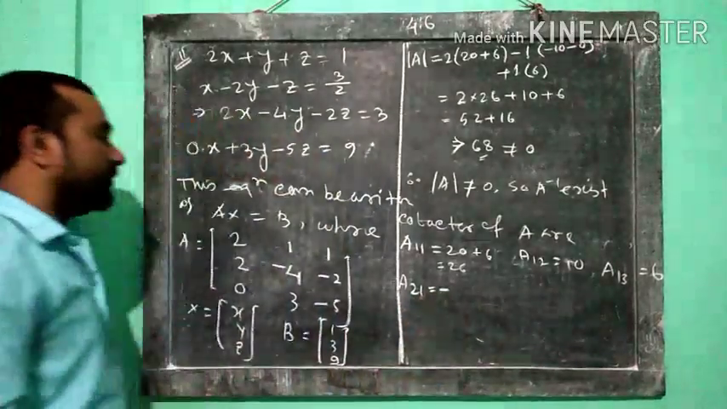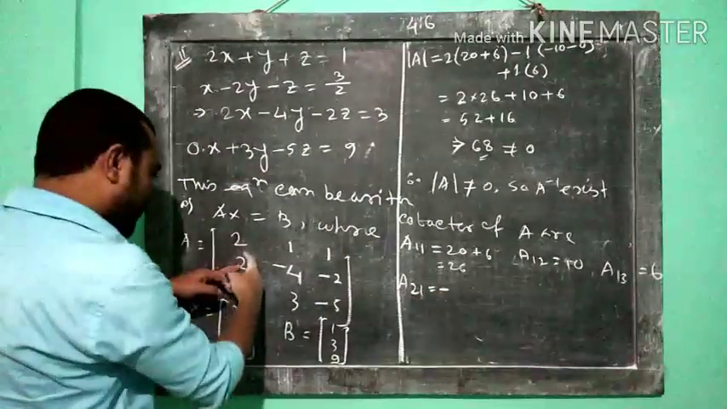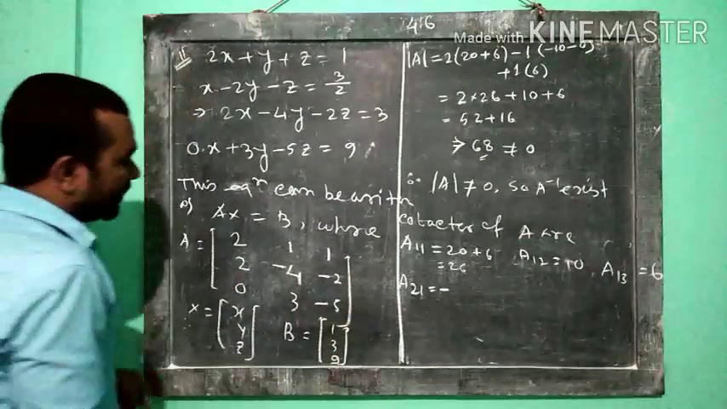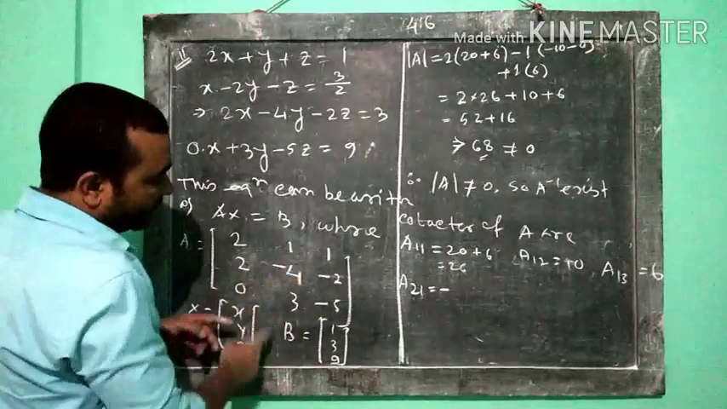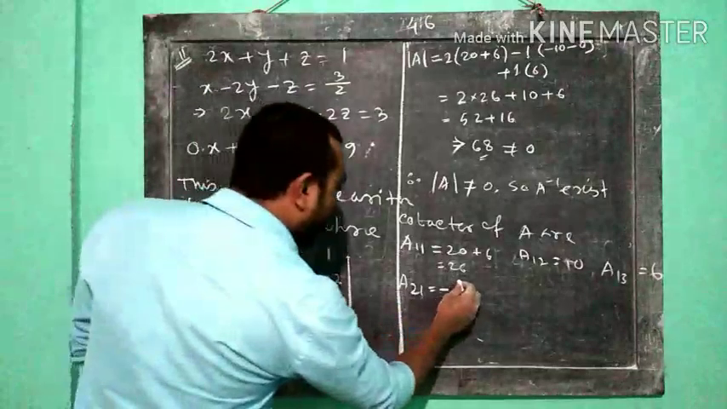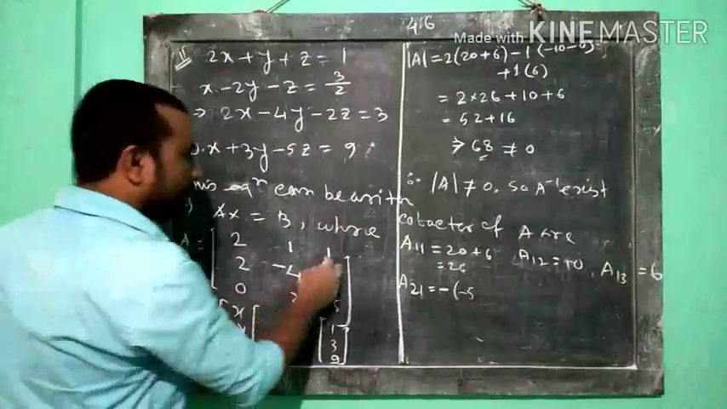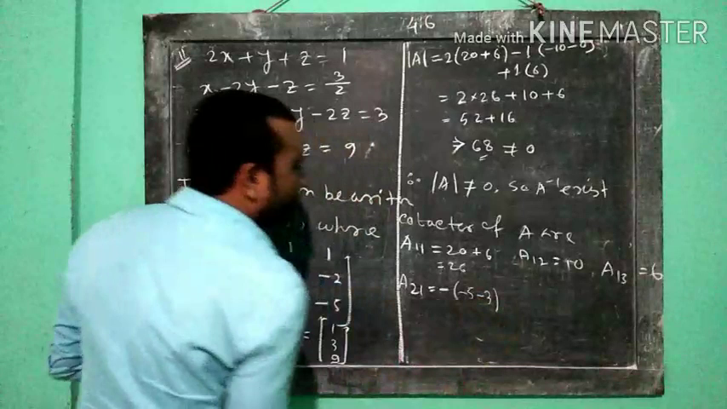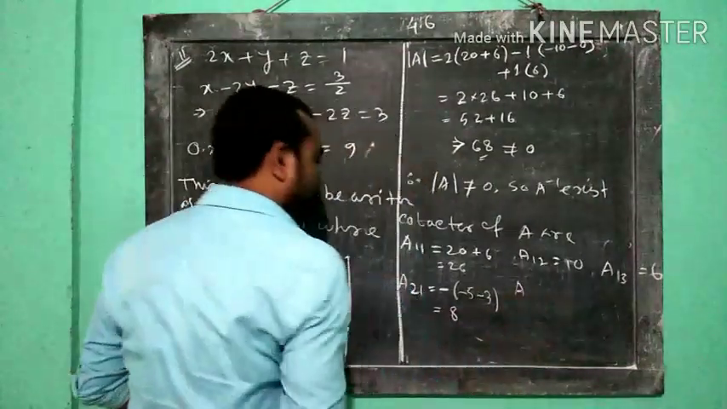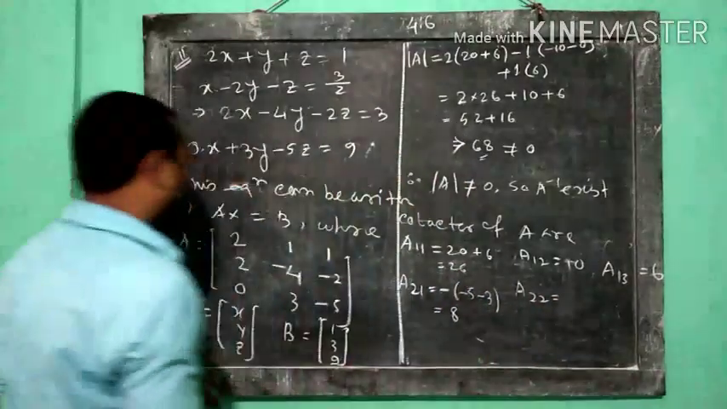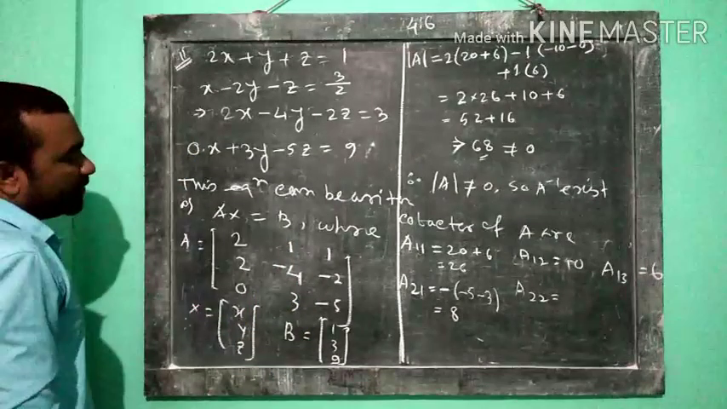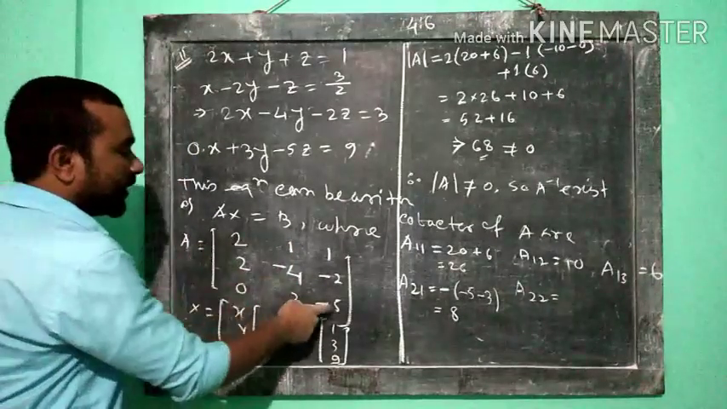A21, the sign should be negative here. So cancelling by first column and second row, then remaining is 1, 1, 3 and minus 5. 1 into minus 5 is minus 5, and minus 3. The value of this is plus 8. Next A22. A22 is what? Cancelling by second row and second column, then remaining is 2 into minus 5, which is minus 10.